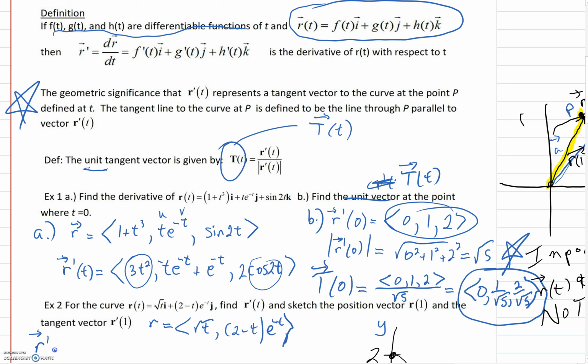So as we take our derivative, what's the derivative of radical t? Well, that's t to the 1/2. That's going to be 1/2 t to the negative 1/2, or 1 over 2 times radical t.